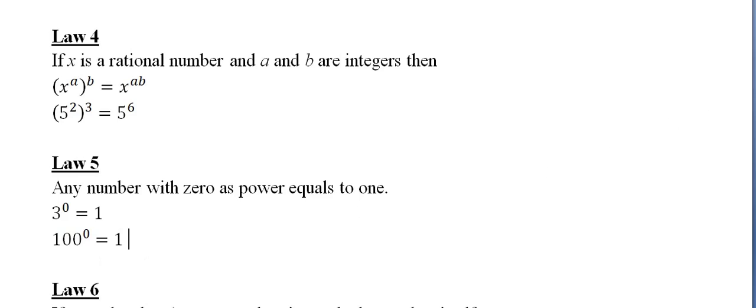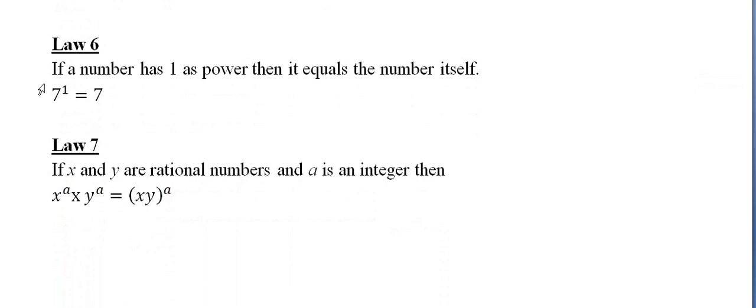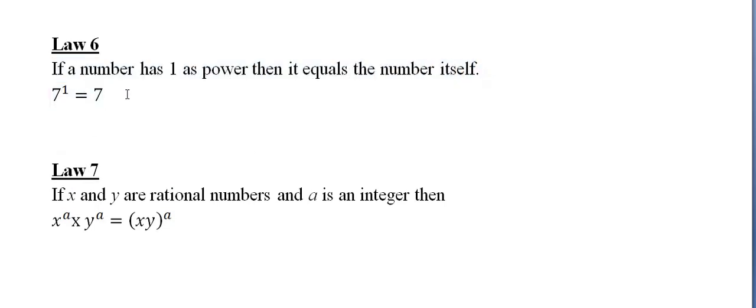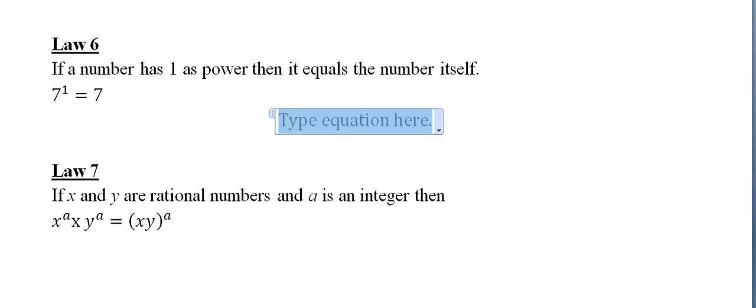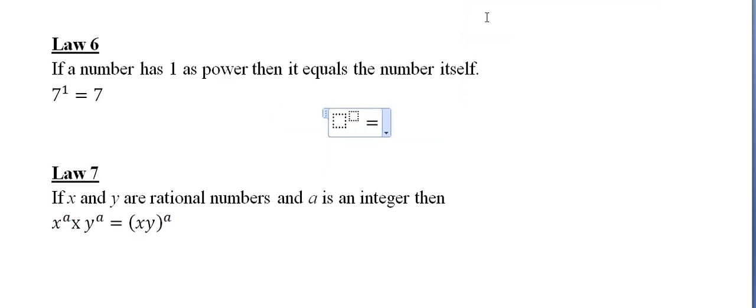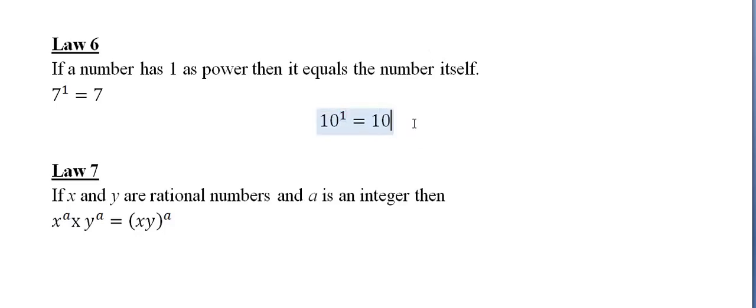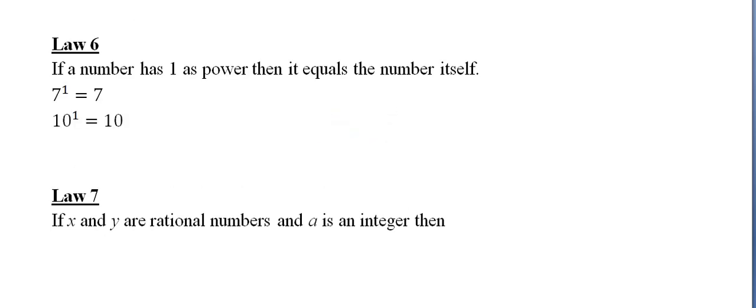Now let us move on to law number 6. If a number has 1 as power, then it equals the number itself. 7 to the power 1 equals 7, which means the number is being repeated only one time. Let me give you more examples here. Let us write 10. So 10 to the power 1 equals 10.